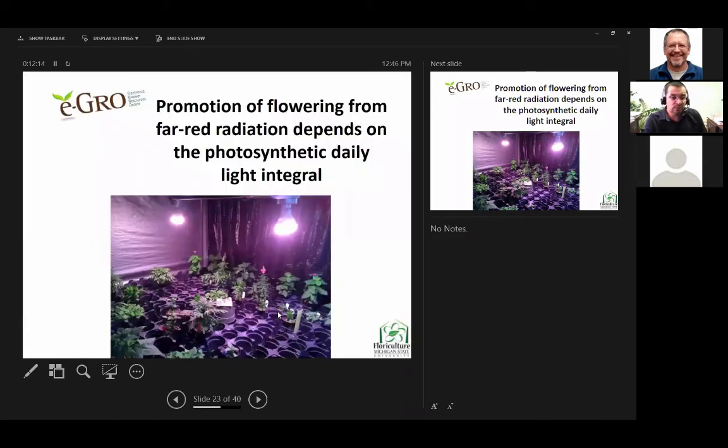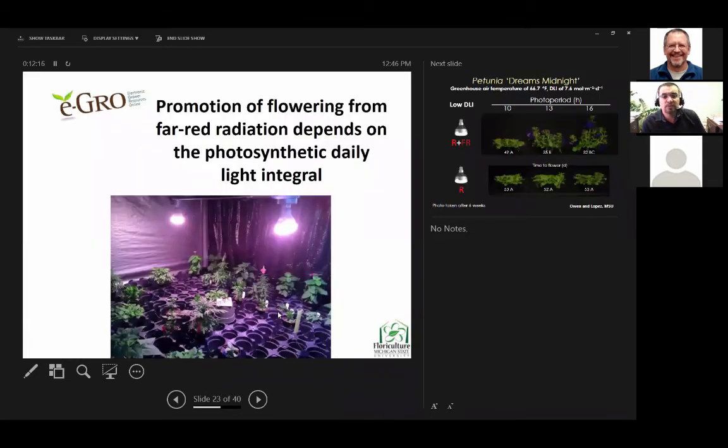So now let's move on and look at the promotion of flowering from far red radiation and how it depends on the photosynthetic daily light integral. Those of you who may not be familiar with it: the daily light integral is the cumulative amount of photosynthetic light that a plant receives over the course of a day. Unlike photoperiodic lighting, photosynthetic lighting is much higher intensity, and that's going to affect overall growth.